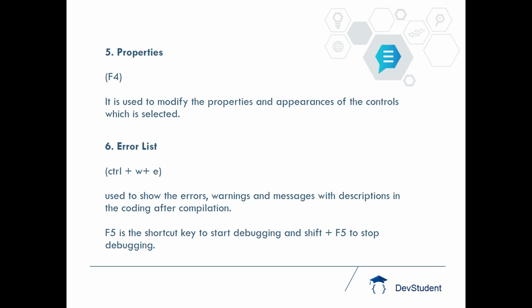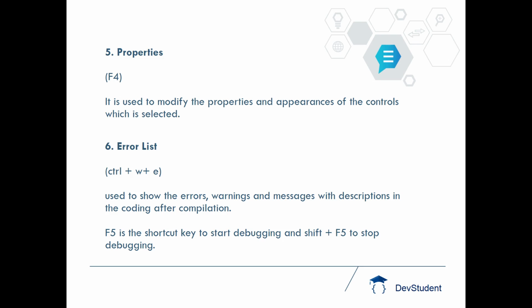Fifth one is Properties, and F4 is the shortcut for Properties. It is used to modify the appearance of your controls by selecting and changing the properties like width, height, background color and different things. And also we have a window called Error List which has a shortcut Ctrl plus W plus E, which is going to show all the errors, warnings and messages with detailed descriptions of the compilation errors, which helps you to remove the errors present at compilation time.